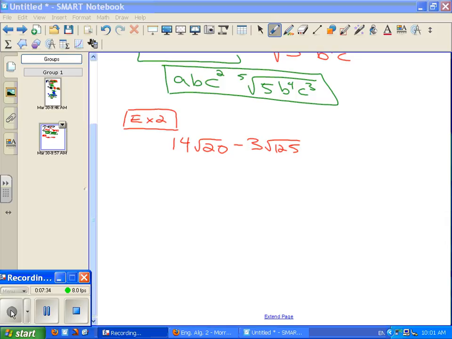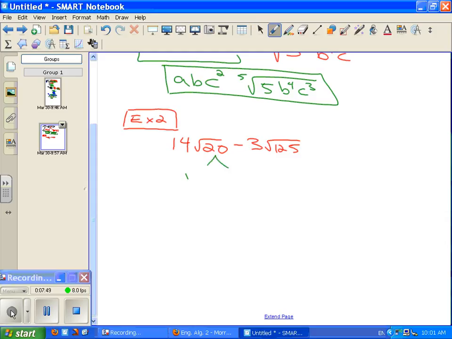Okay. As it stands right now, you cannot put these two things together because one's 14 square roots of 20, and the other one's negative 3 square roots of 125. They're not the same type of root. But they're not simplified either. So I want to try to factor this one down. So what can I break the square root of 20 up into? 4 and 5. What is the square root of 4? 2. And I already had a 14 out here. So 28 square root of 5.